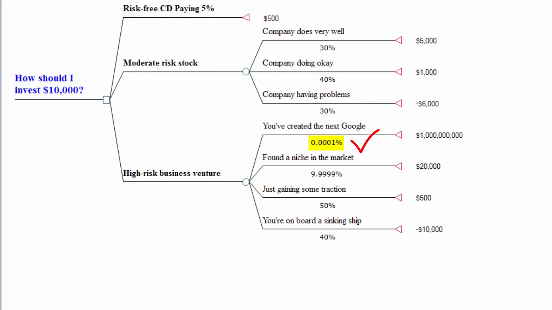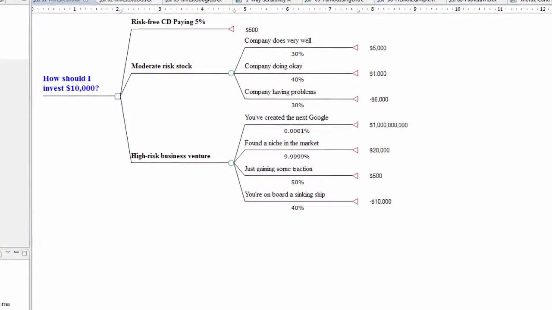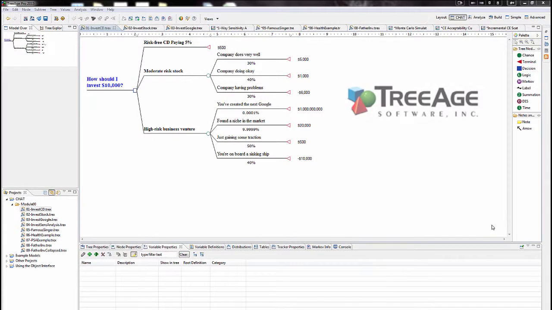The question becomes, based on all of these best guess estimates of the things that could happen, the chances they will happen, and the money you'll gain or lose if they happen, what's the decision that on average will make the most money? Now, I've created this simple decision analysis model, or decision tree, in software known as Triage Pro.